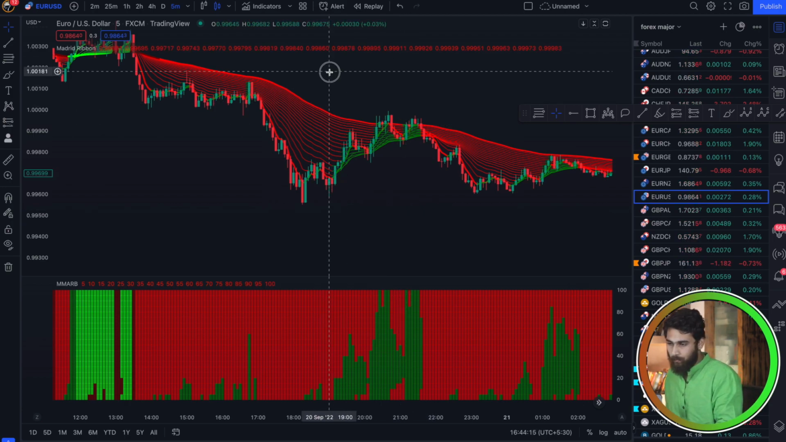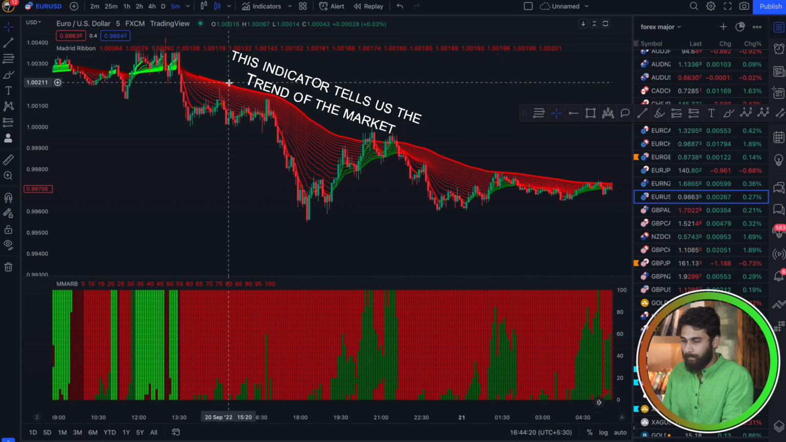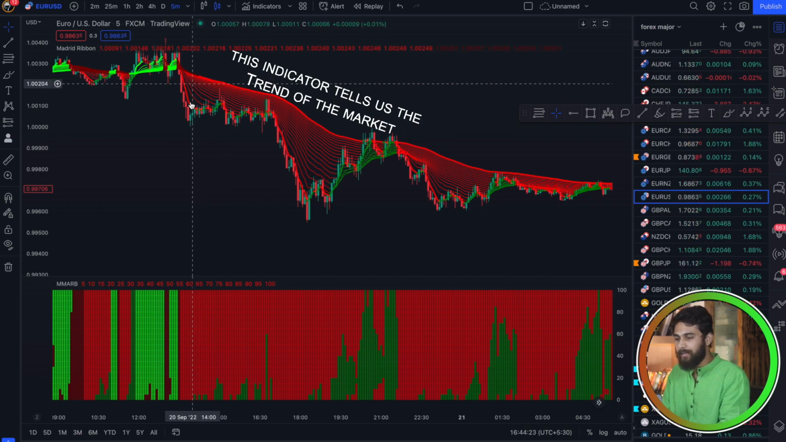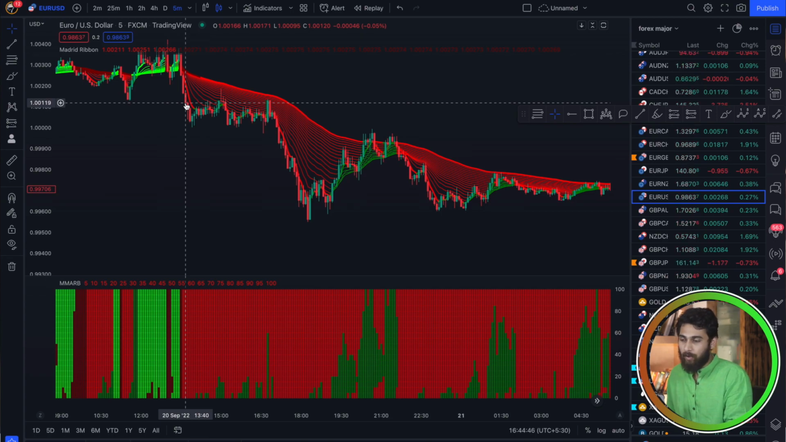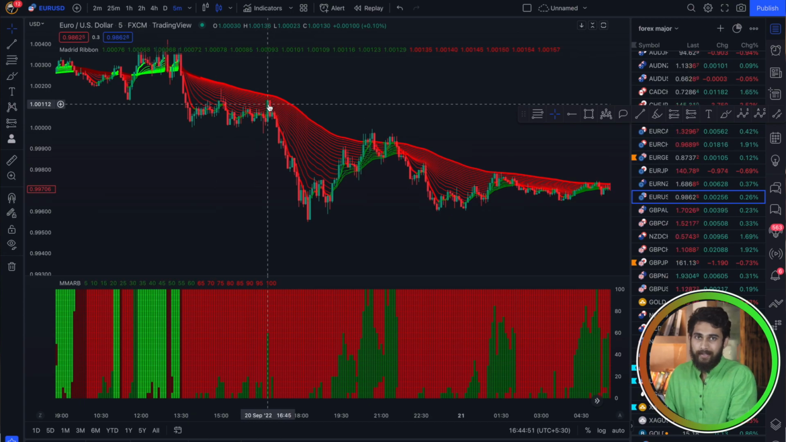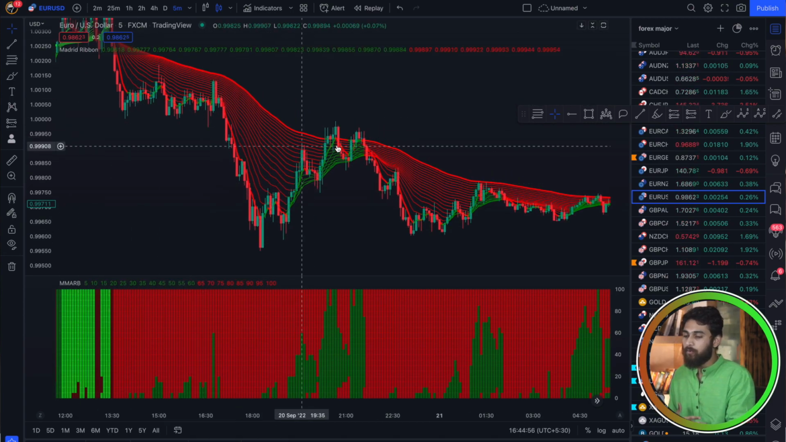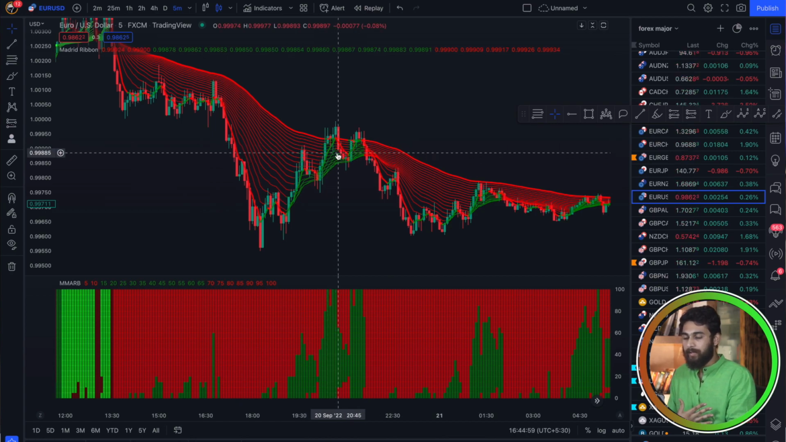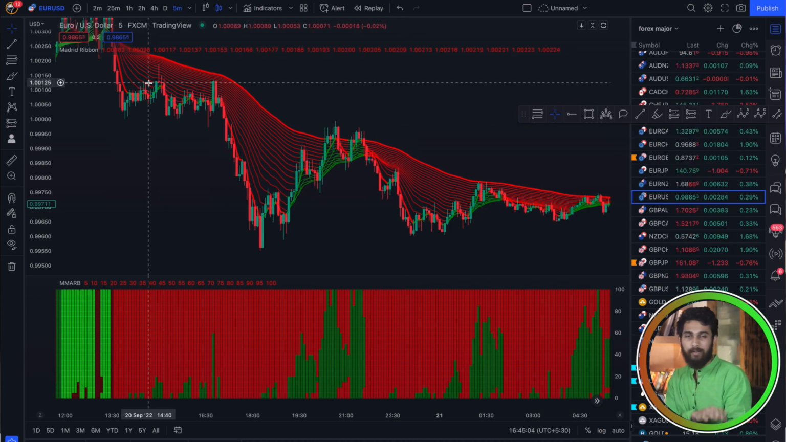Okay, so we already know that this indicator tells us about the trend of the market, right? Here all the lines, all the moving averages are red, and so the price is moving down. But we are not just going to use it to trade a breakout or a reversal. What we are going to do here is take pullback entries on it. Like I told you, when the ribbons, or the moving averages, get very close to each other, the price gives us a pullback if it is in a strong trend.